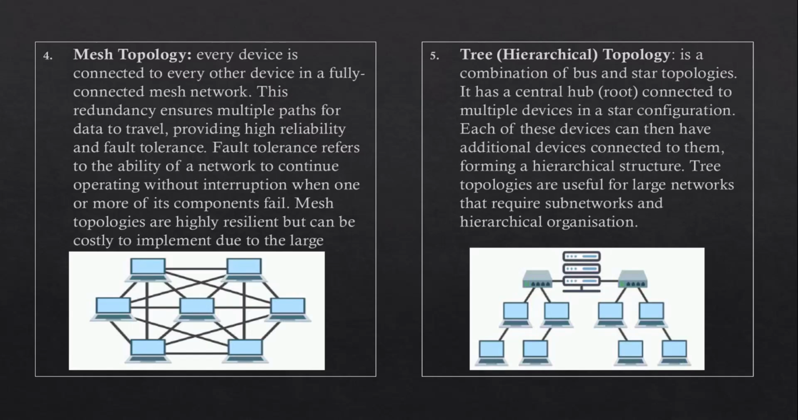And the fifth one, which is tree topology, is a combination of bus and star topology. Now it has a central hub, which is the root, connected to multiple devices in a star configuration. Each of the devices can have additional devices connected to them, forming a hierarchical structure. Now, tree topologies are useful for large networks that require subnetworks and hierarchical organization.